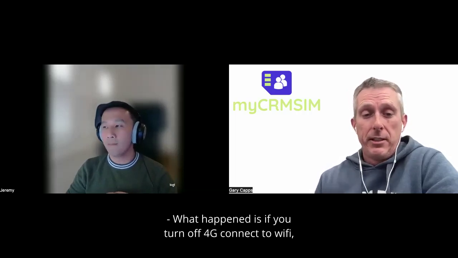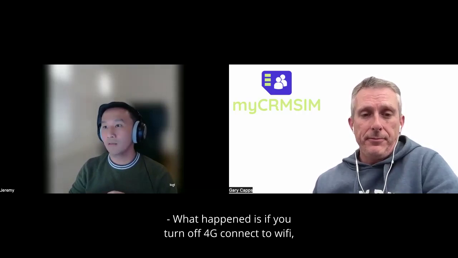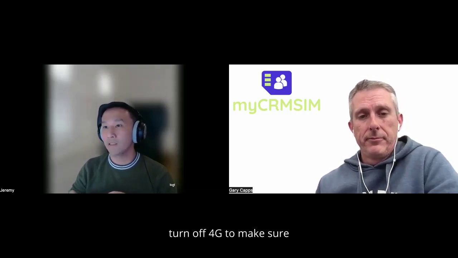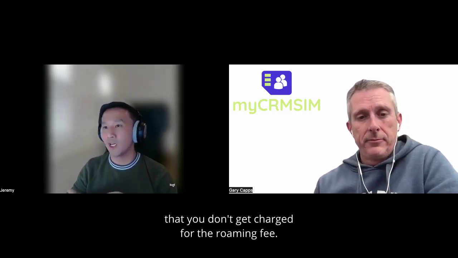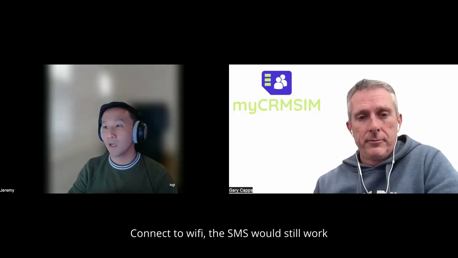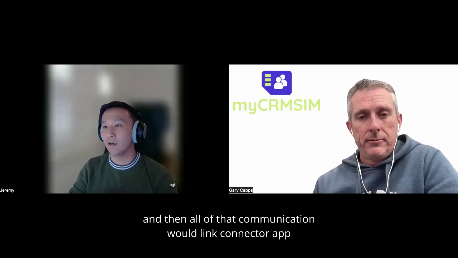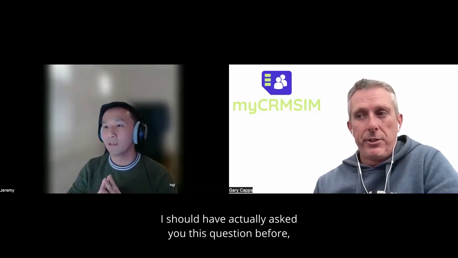What happens is you turn off 4G and connect to Wi-Fi, turn off 4G to make sure you don't get charged the roaming fee. Connect to Wi-Fi, the SMS still works, and all of that communication with the Lead Connector app would be over Wi-Fi.